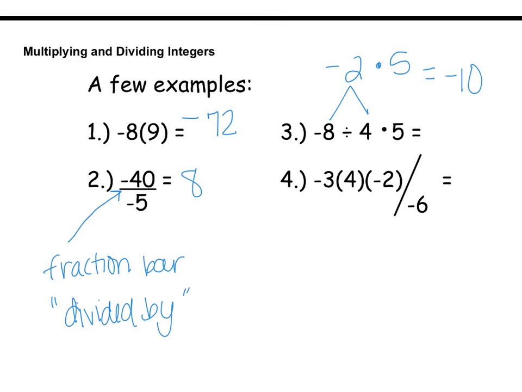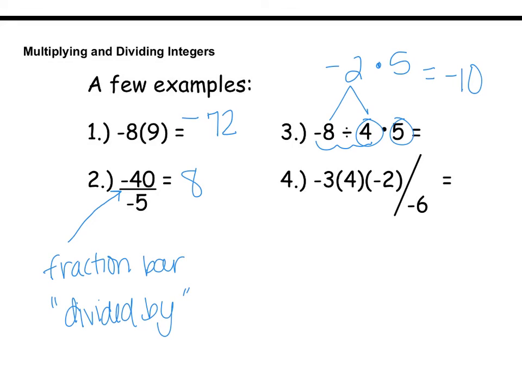Notice how I took those two numbers at a time. You might look and say, well, 4 and 5 are both positive. They have the same sign, so we should get a positive answer. We can't do that. We have to take it a step at a time and decide in each step whether our answer is positive or negative.